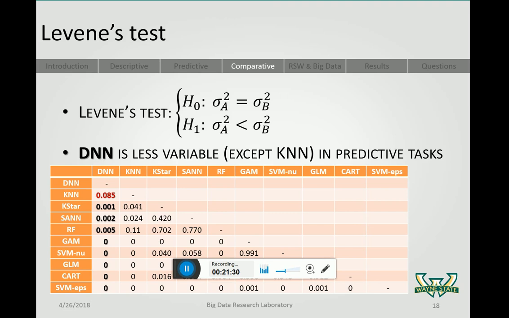In order to conduct variability comparison, Levene's test has been employed. In Levene's test, the null hypothesis says the variance of model A is equal to the variance of model B, and the alternative hypothesis is that the variance of model A is less than the variance of model B. We conducted Levene's test, and the results show that deep neural nets are less variable compared with other predictive models. However, if we select a confidence level of 0.1, the KNN model will not be defeated by the deep neural net.